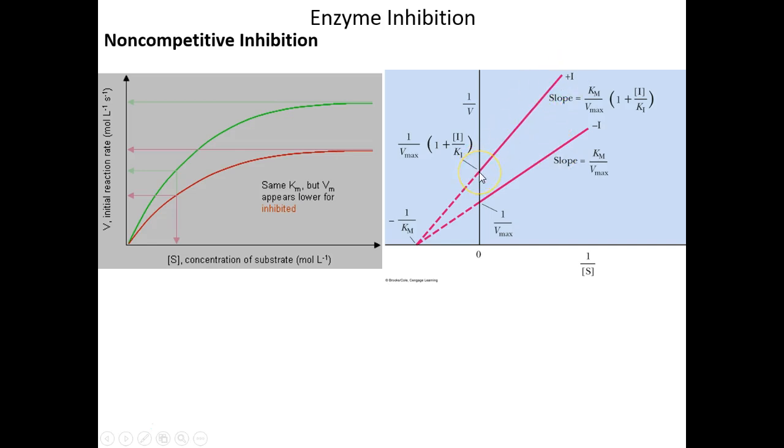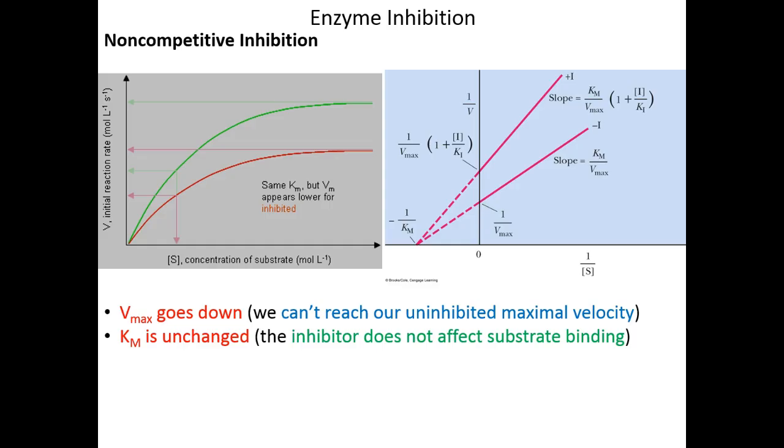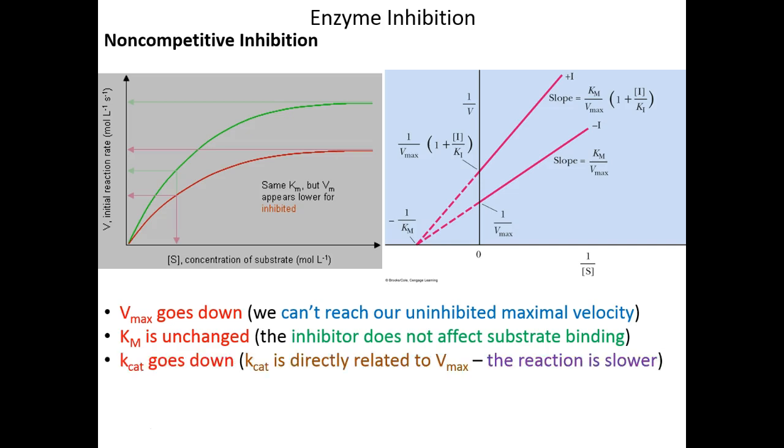Now our 1/Vmax is a higher number, indicating that Vmax itself has gone down, but our x-intercept is exactly the same. The Km value has not changed, so neither has the x-intercept. Vmax goes down; we can't reach our uninhibited maximal velocity in the presence of a non-competitive inhibitor. But since this inhibitor is binding completely independent of the active site, we don't affect substrate binding at all, and Km remains unchanged. As we've been saying all along, whatever Vmax does, Kcat does as well, and so Kcat goes down as well.